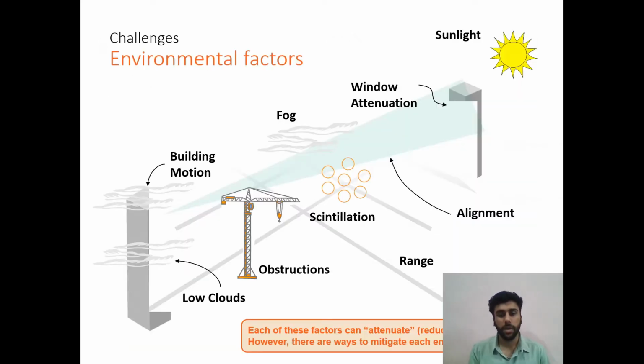fungible. There are a lot of challenges involved with FSO. To list some of them, there could be fog between the buildings, which can obstruct the beam of light. There could be window attenuation, there could be scintillation, or motion of the building due to thermal expansion.